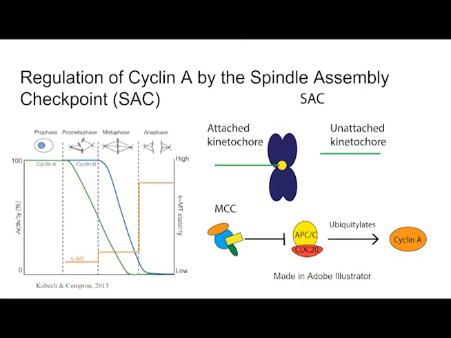The Spindle Assembly Checkpoint regulates the degradation of cyclin A via a protein complex called the mitotic checkpoint complex. The mitotic checkpoint complex inhibits the ubiquitination of cyclin A by the APC/C ubiquitin ligase. When the mitotic checkpoint complex receives a signal that all kinetochores are attached to microtubules, it stops the inhibition of the APC/C, which is then able to ubiquitinate cyclin A, and the cell can move into anaphase. This is how cyclin A is regulated in a cell cycle dependent manner.